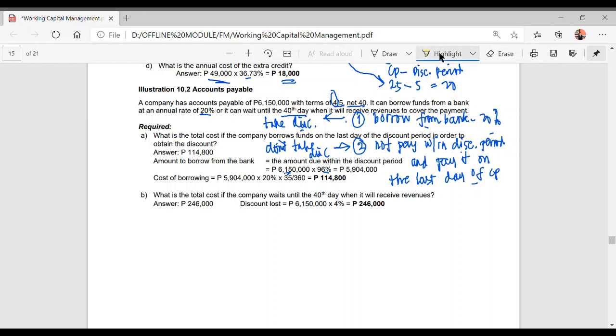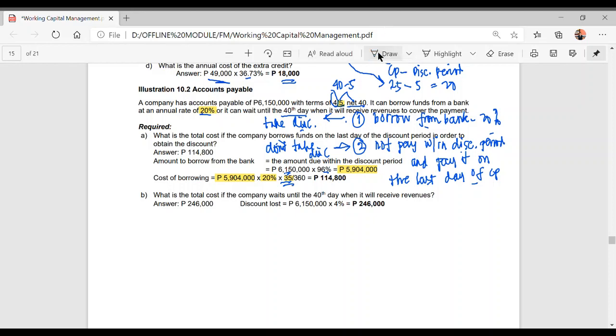So how much is the actual cost of borrowing to pay the 5,904,000? That is 5,904,000 times 20%, since 20% is the annual rate, times 35 over 360. Remember that the credit period is 40 days and the discount period is 5 days, so the difference between 40 and 5 is 35.